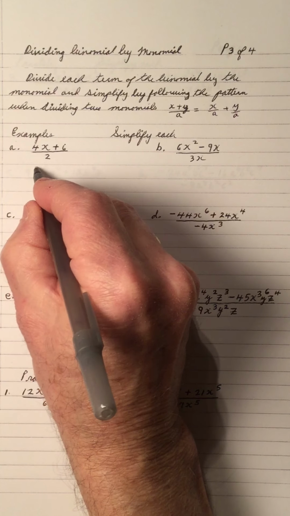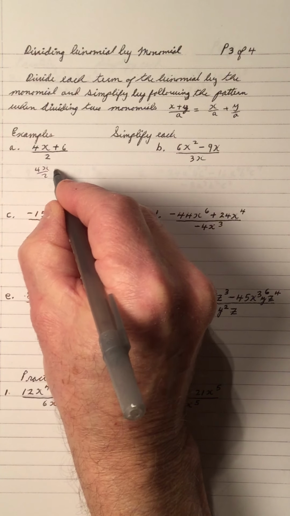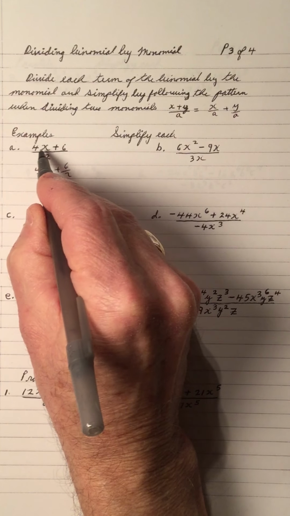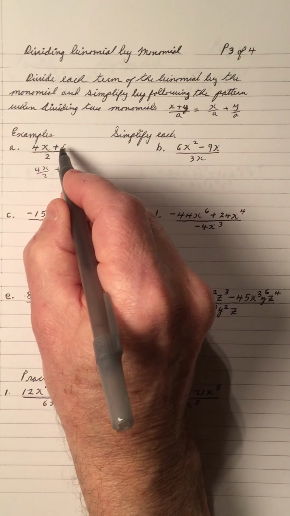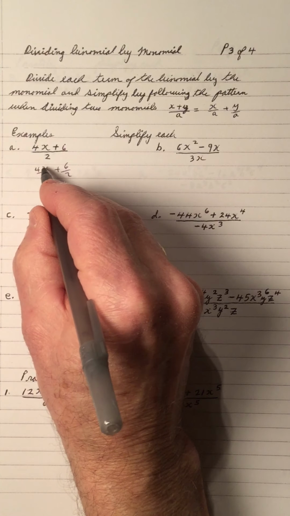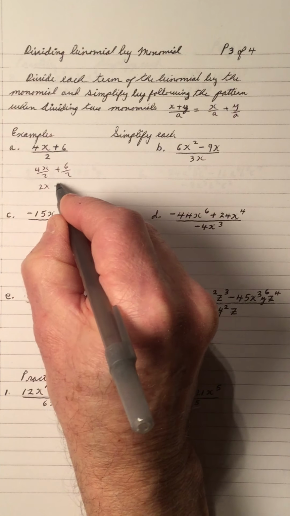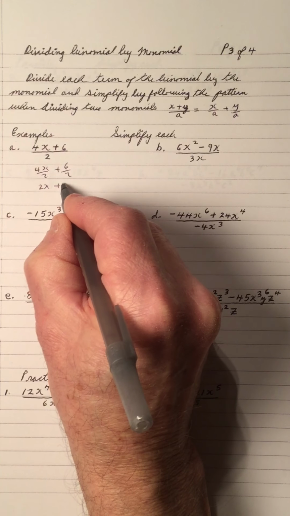Now that's 4x divided by 2 plus 6 divided by 2. Notice you can't add these. 4x and 6 are unlike terms, so you divide 2 into both of them. So 4 divided by 2 is 2, that's 2x. 6 divided by 2 is 3.